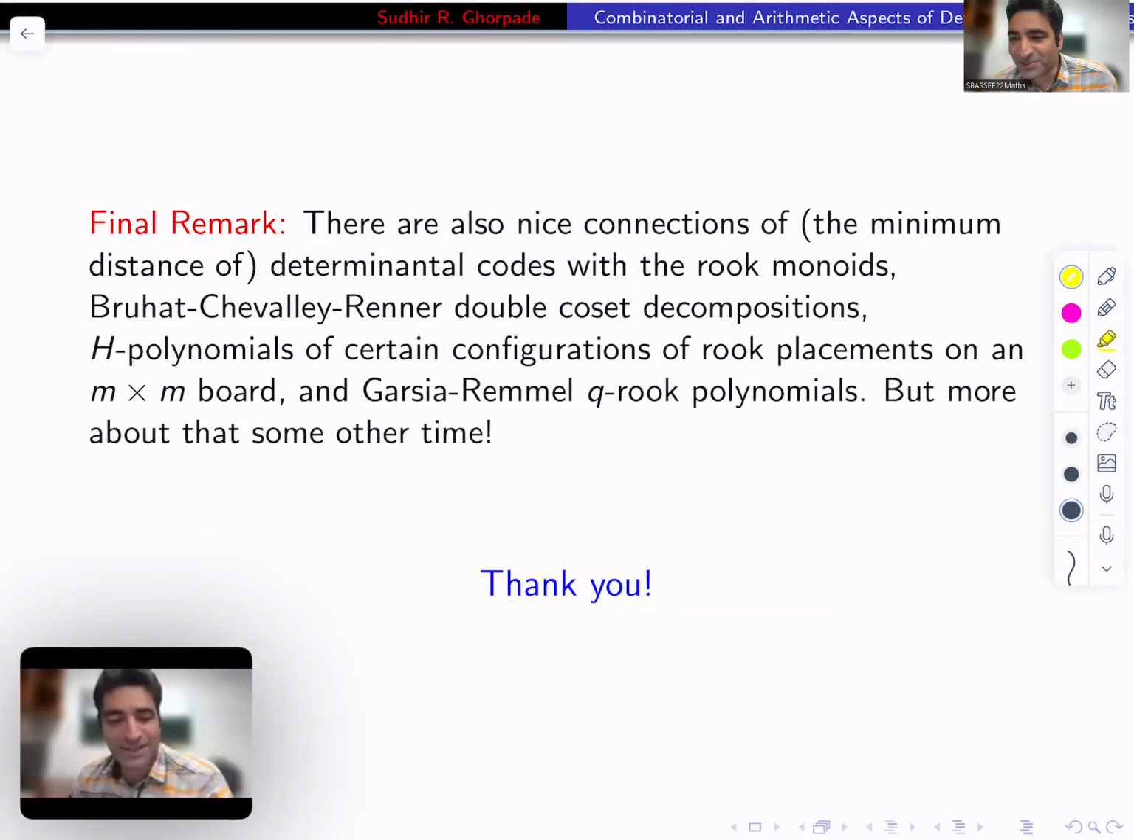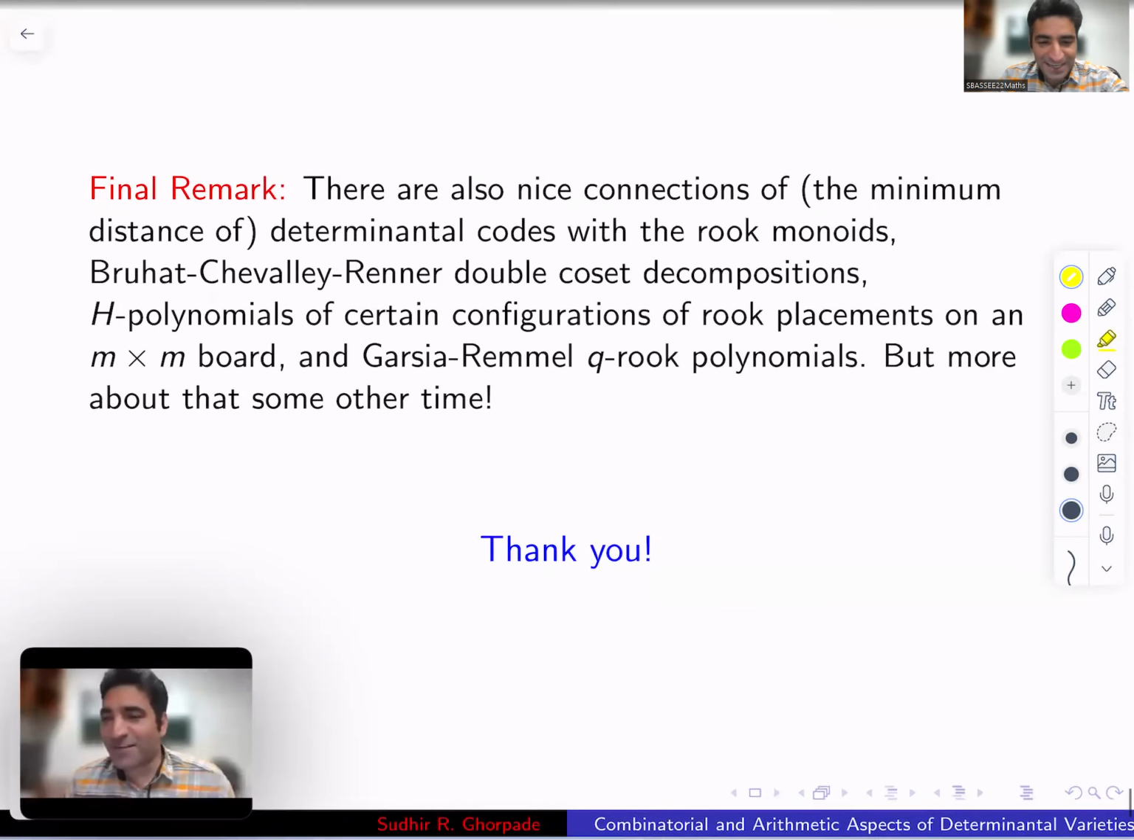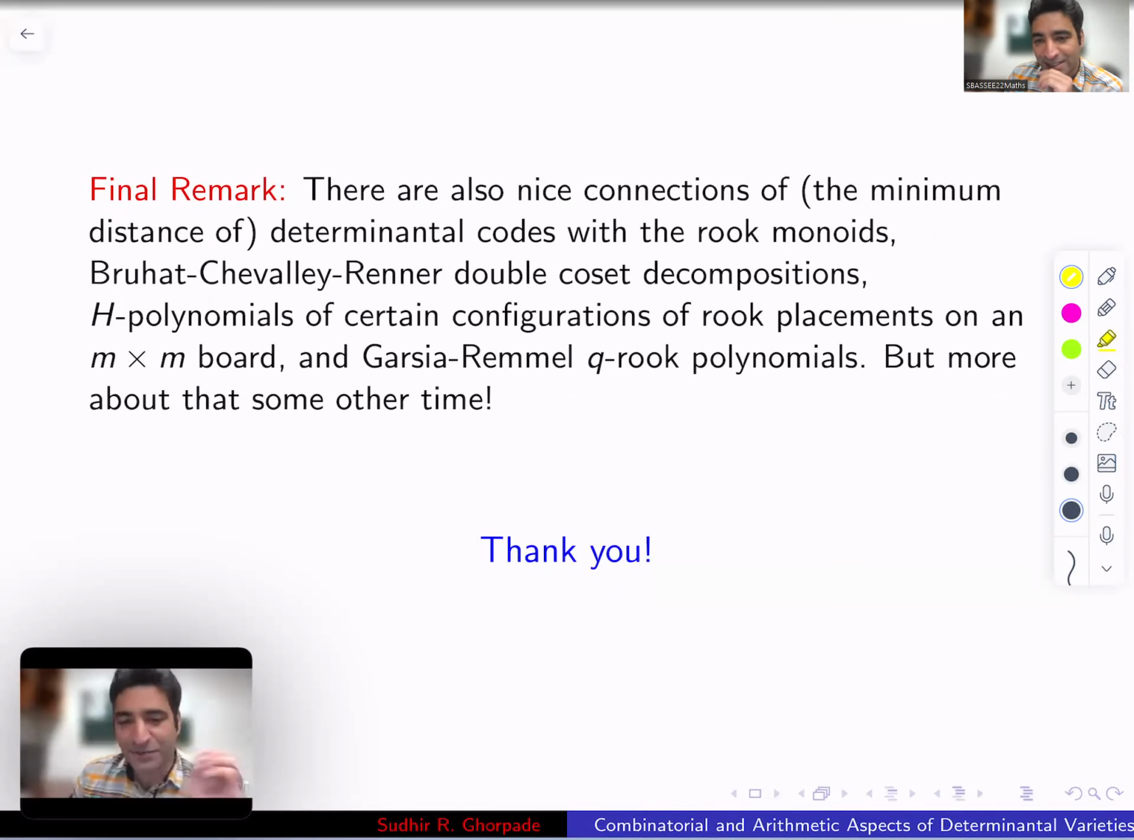Okay, thank you so much, Professor Sudhir, for your wonderful talk. And it was a very beautiful connection between combinatorics, algebraic geometry, and coding theory. Thank you. Let's ask the audience if they have any question or remark. Any question from the audience?